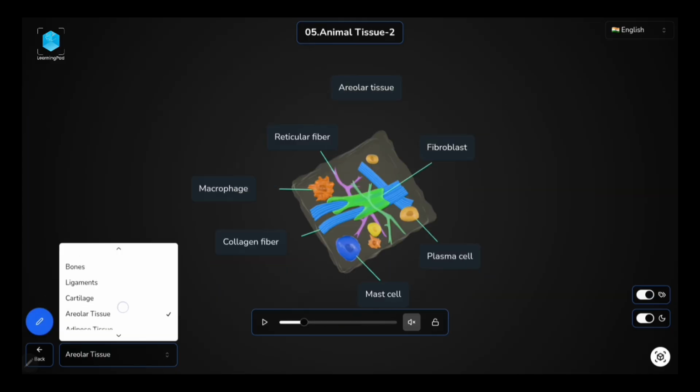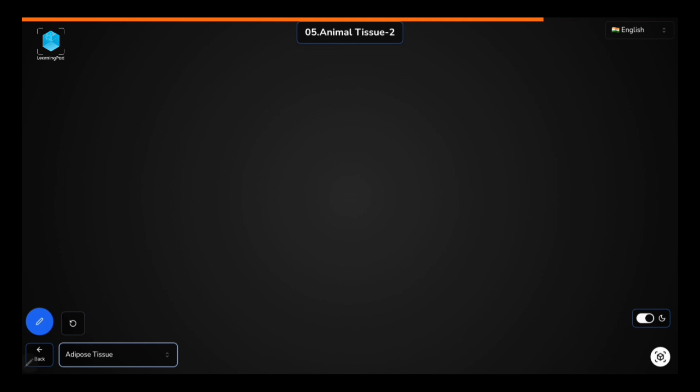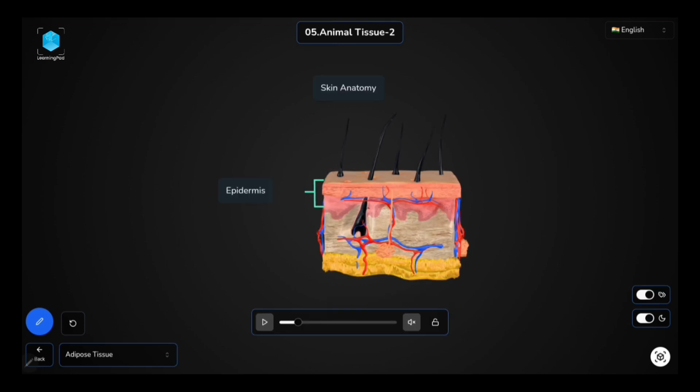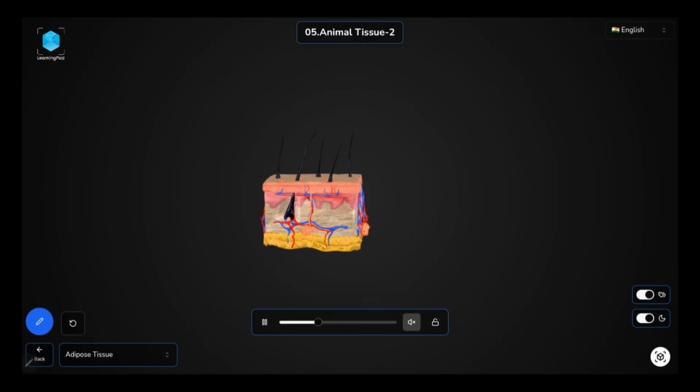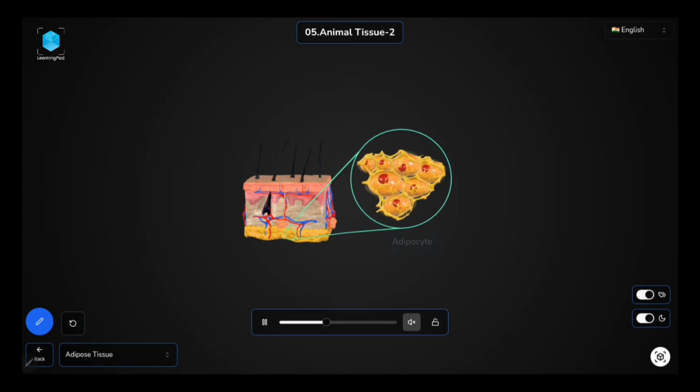Another type of tissue is adipose tissue. It is mostly found under the skin, and it consists of fat globules. It stores fat and acts as an insulator. Adipose tissue is present under the skin, where the epidermis is the outermost layer, then dermis and hypodermis. Adipose tissue is present here and gives insulation to the skin, which means it protects the skin from heat.